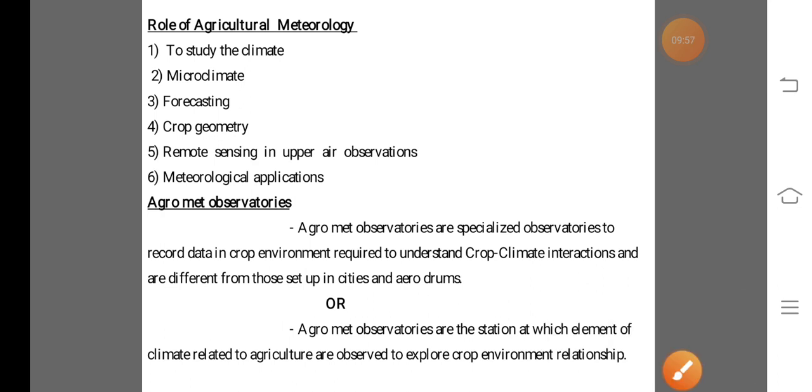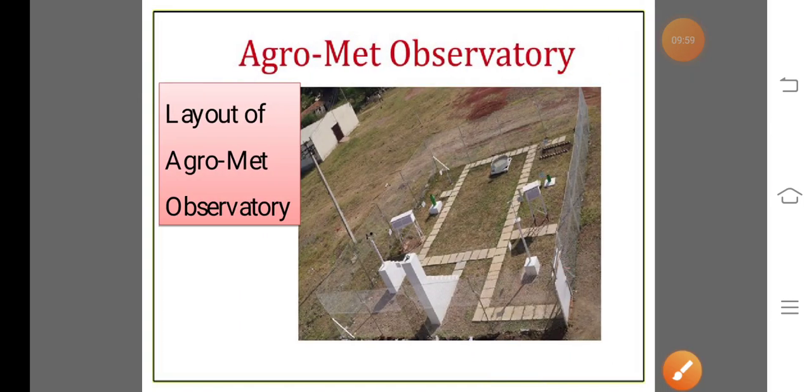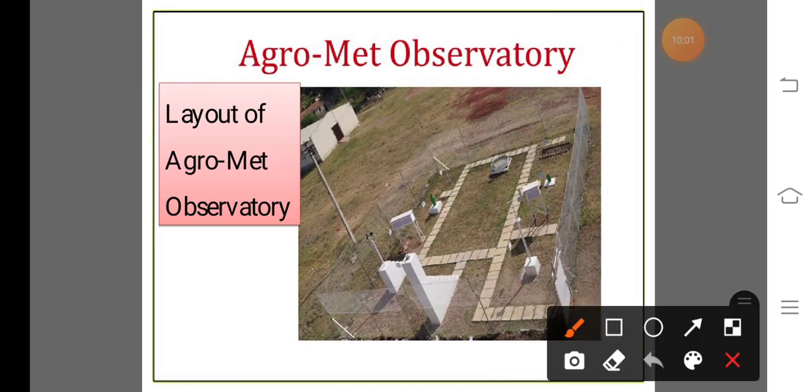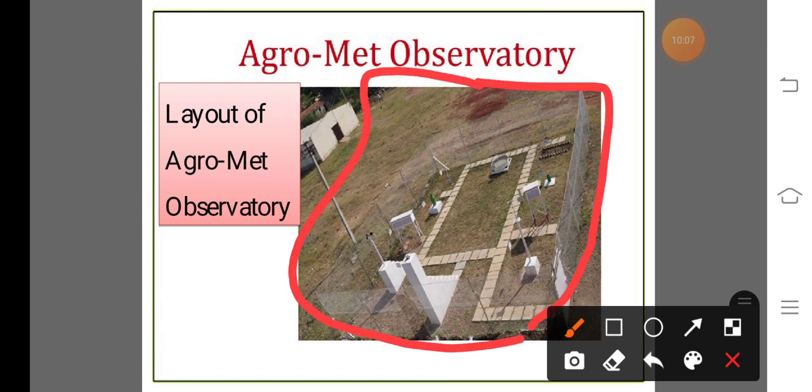Now next point. See here, it is the Agromet observatory. It is a picture of the layout of the observatory. Here different weather instruments are installed. See here, this is the wind vane, the single Stevenson screen. The third one is the non-recording rain gauge. Here the soil thermometer. See here, this is the sunshine recorder.